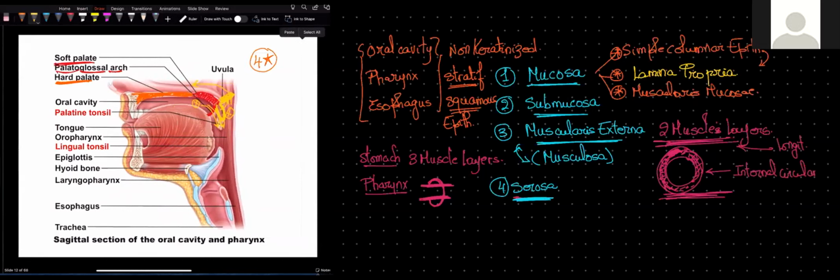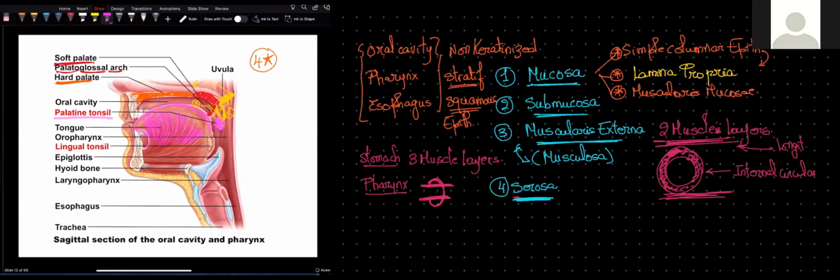If we see on here, located in the oropharynx, this is going to be on the side of the oropharynx, we've got the palatine tonsil. Located inside the oral cavity, representing a major part of it, it's going to be this large muscle.